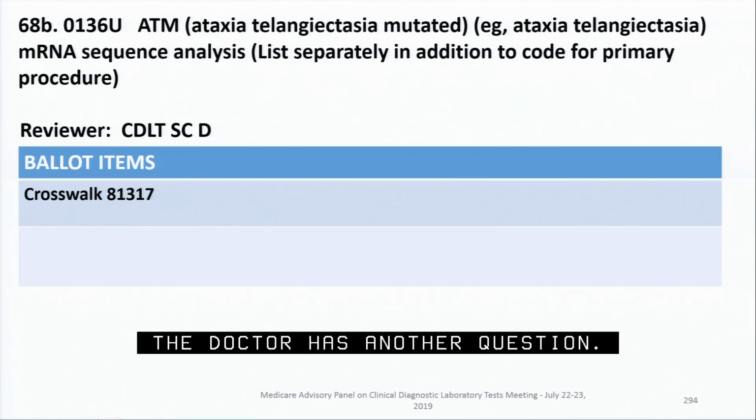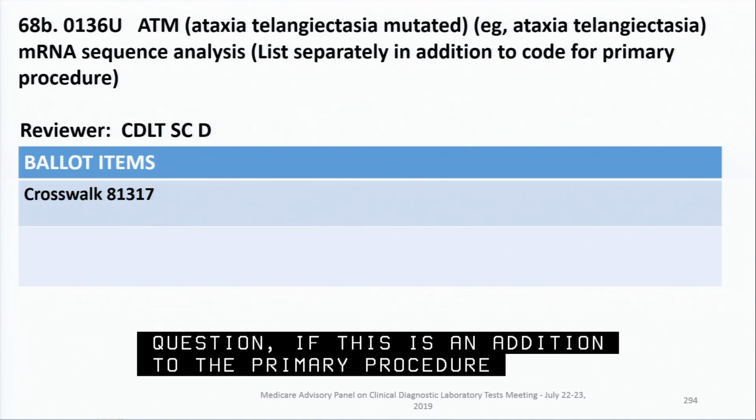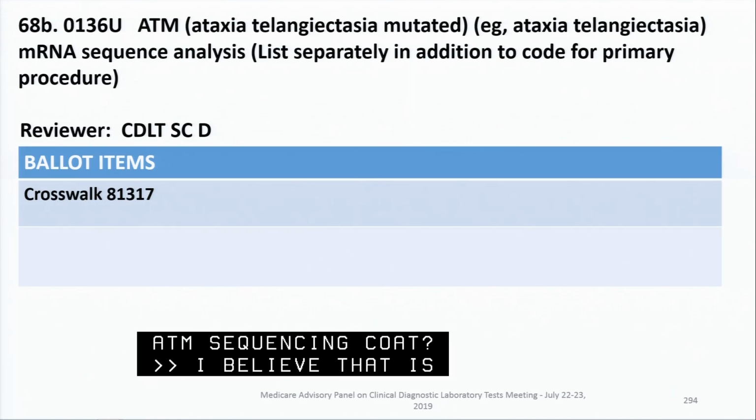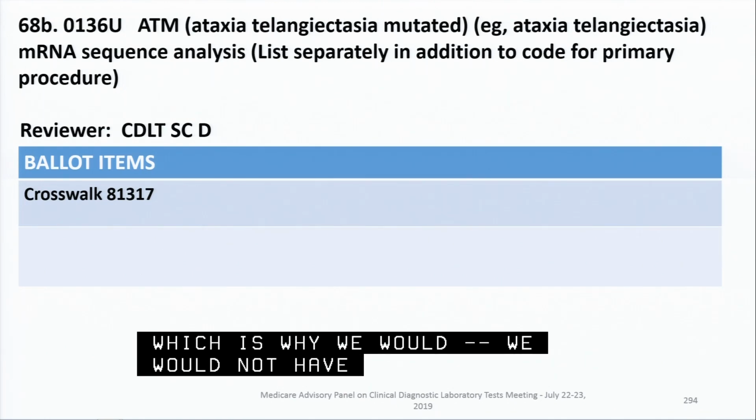Came because of Dr. Bossler's question. If this is an addition to the primary procedure, why isn't the crosswalk to the ATM sequencing? Is there an ATM sequencing code? I believe that's a tier 2 code, which is why we wouldn't have crosswalked it to that. I think the answer is no, Dr. Lan. I'm not 100% sure, but I believe the answer is no.